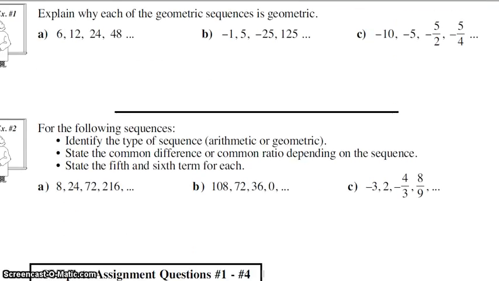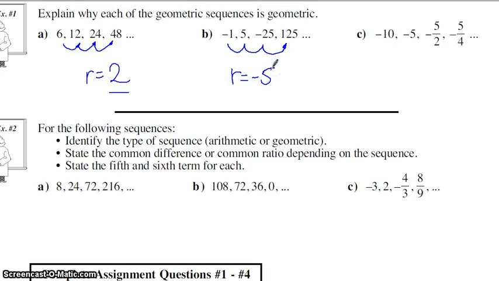All of the following are geometric sequences because you times 2 every time, so the common ratio is 2. When the common ratio is bigger than 1, your list just gets larger and larger. All right, how about this one? -1, 5, -25, 125. What happened? Well, you multiply by -5 every time.